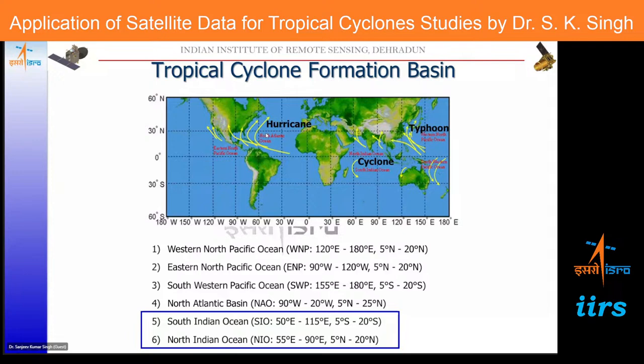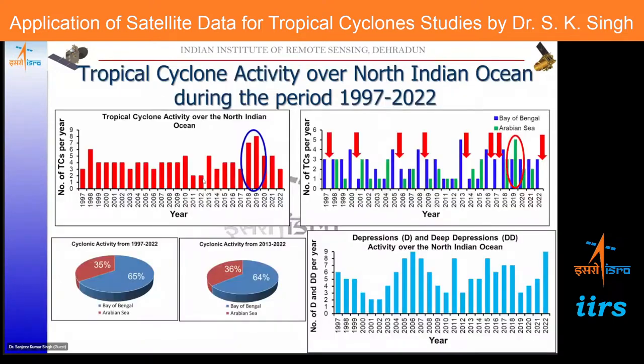Called the South Indian Ocean. So this is some statistic about the tropical cyclone during the period 1997 to 2022. This bar graph shows that on average per year, 4 to 5 cyclones form over the North Indian Ocean. If you divide this statistic into the Arabian Sea and Bay of Bengal, you can see the number of tropical cyclone formations over the Bay of Bengal is more as compared to the Arabian Sea. Here, the blue bar is the Bay of Bengal formations, and the green bar is the Arabian Sea formation.